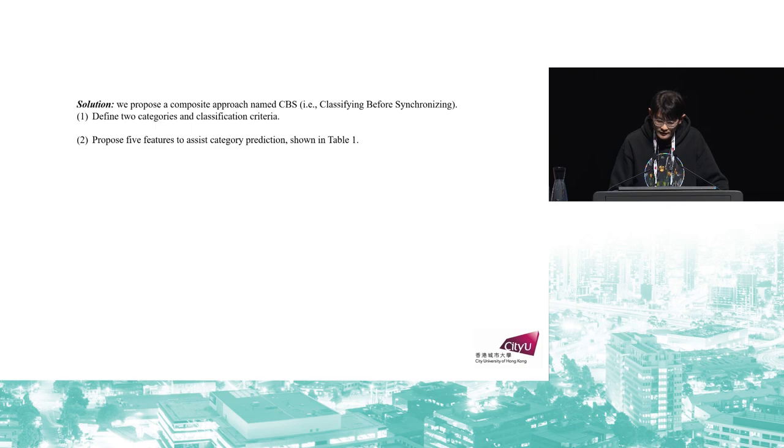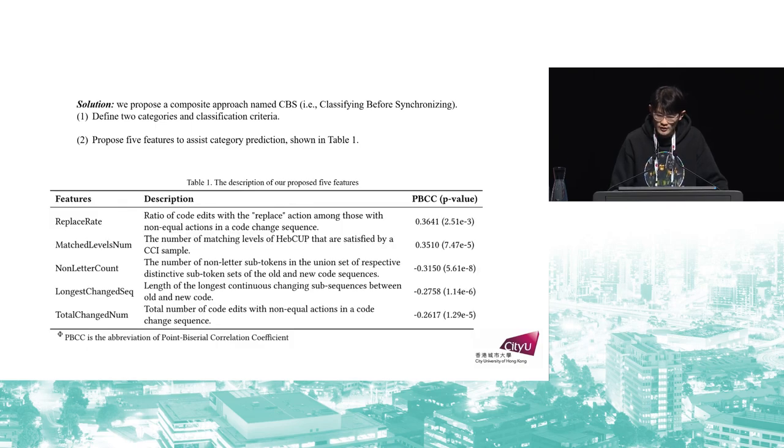Based on our analysis above, we propose our approach, namely CBS, which means classifying before synchronizing. This approach combines the advantages of COP and HEBCOP with the assistance of the inferred category of CI samples. Specifically, we first define two categories for CI samples, including heuristic prone and non-heuristic prone. The samples whose comments can be correctly synchronized by HEBCOP are heuristic prone, while others are non-heuristic prone. Thereby, we constructed a binary classification dataset.